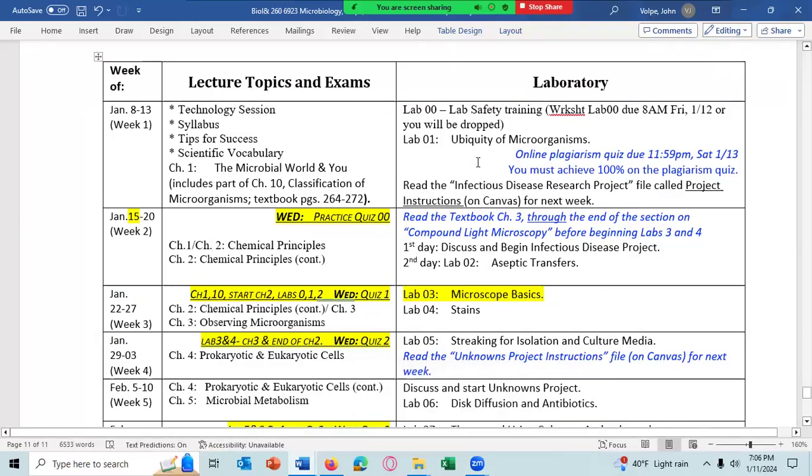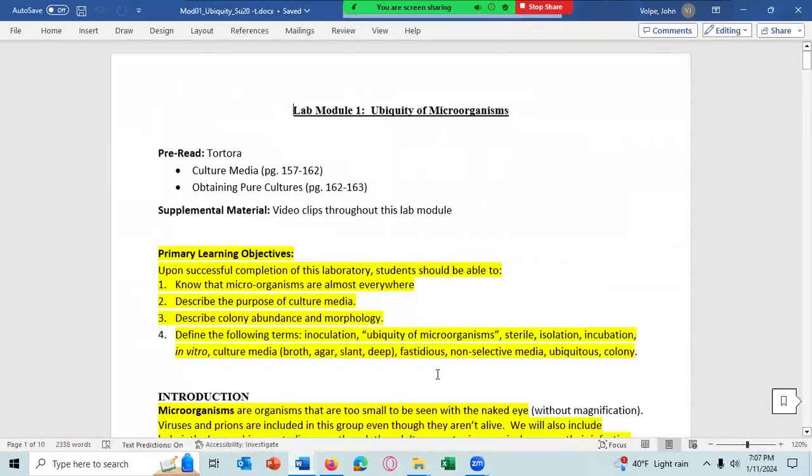All right, so let's begin Ubiquity of Organisms, Lab 01. Any questions about anything? Lab Module 1, Ubiquity of Microorganisms. As with all of the labs, there is some reading from the textbook. Not very much. You have 4 or 5 pages on culture media, and then about 1 page on obtaining pure cultures. There will be some supplemental material in this lab. You'll be watching some video clips.